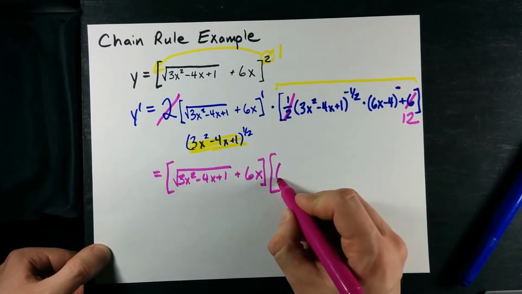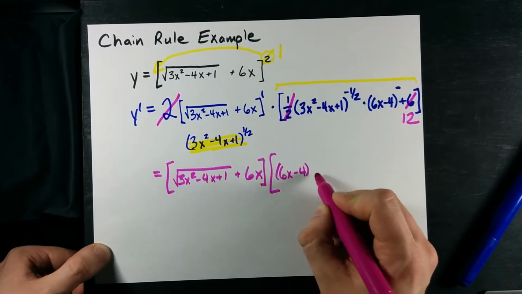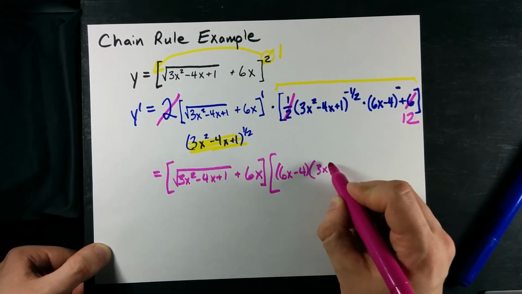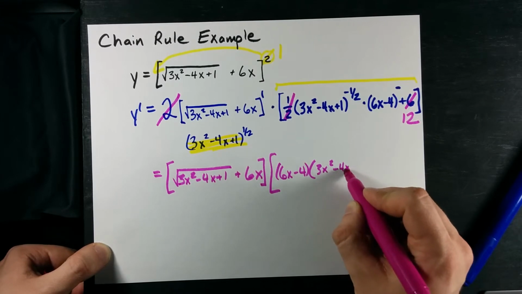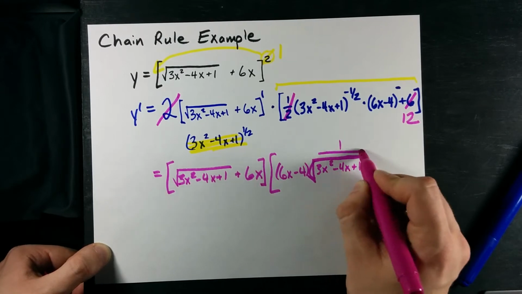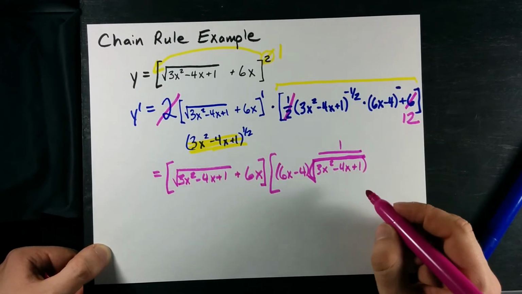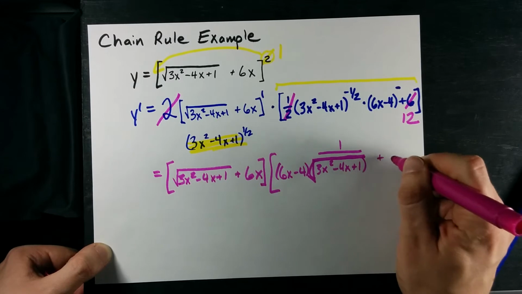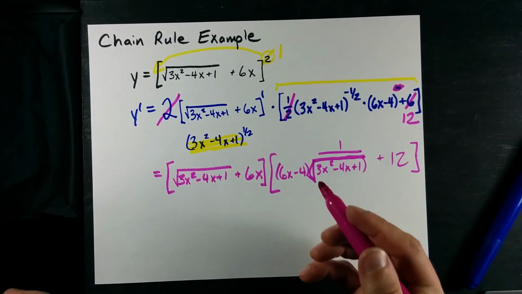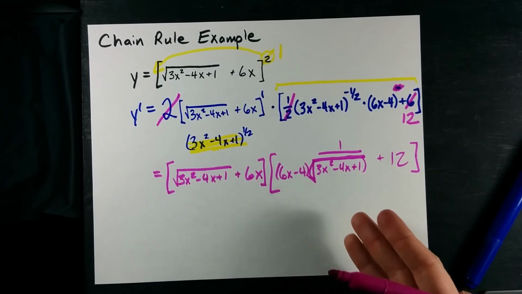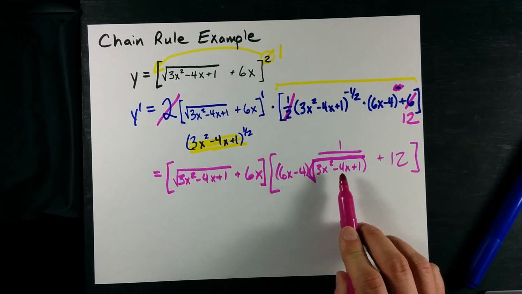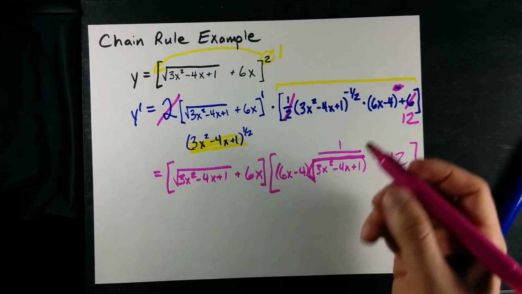Times, we've got 6x minus 4 times 3x squared minus 4x plus 1. That's actually square rooted, and it's 1 over that. That's what the negative half means. Plus 12. I don't picture this simplifying much more than it already has. I could probably factor this out, but I don't really feel like bothering.